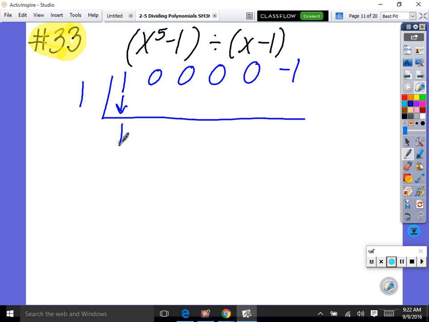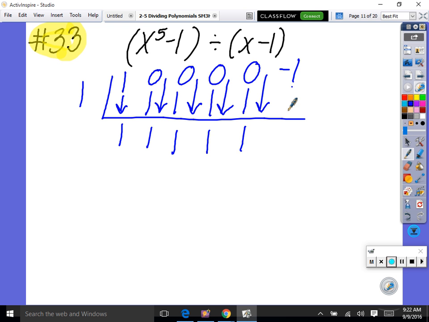1 times 1 is 1. Add straight down is 1. 1 times 1 is 1. We add straight down is 1. 1 times 1 is 1. We add straight down is 1. 1 times 1 is 1. We add straight down is 1. 1 times 1 is 1. We add straight down, 0. Oh, nice. This one was a factor.